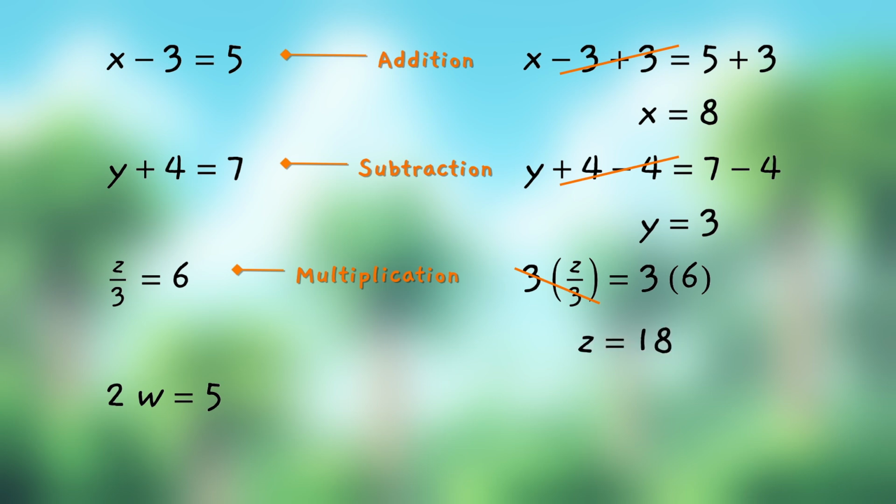And on the bottom equation here, 2w equals 5, to undo the multiplication by 2 on the left-hand side, you use division. The 2's cancel on the left, giving us w equals 5/2. So for each of the 4 operations, addition, subtraction, multiplication, and division, every operation has an opposite, if you will. In the top equation, the opposite of subtraction is addition, the opposite of addition is subtraction, the opposite of division is multiplication, and the opposite of multiplication is division.